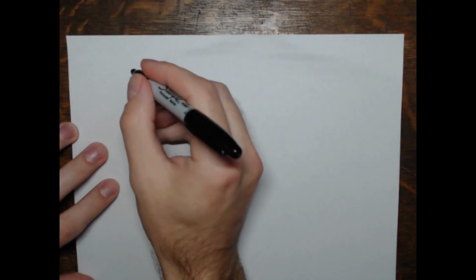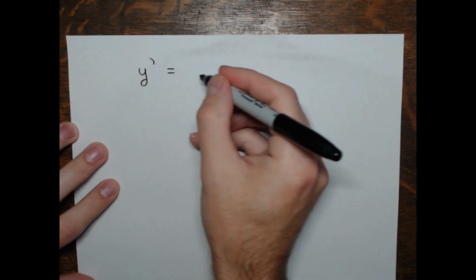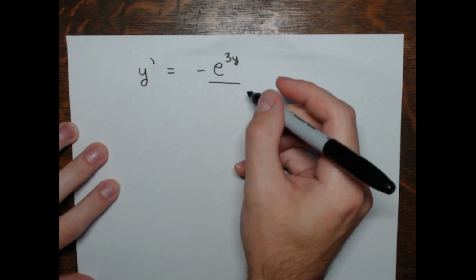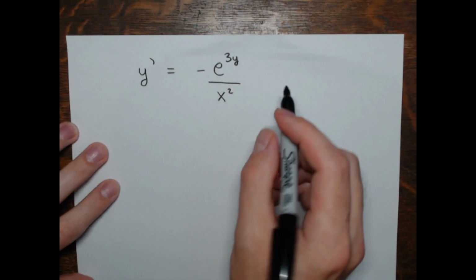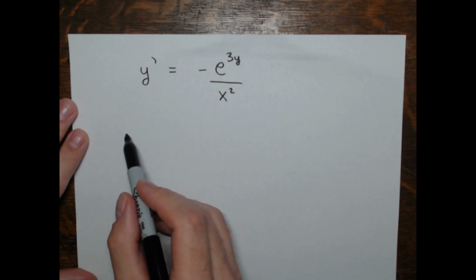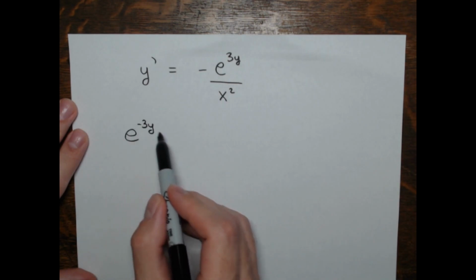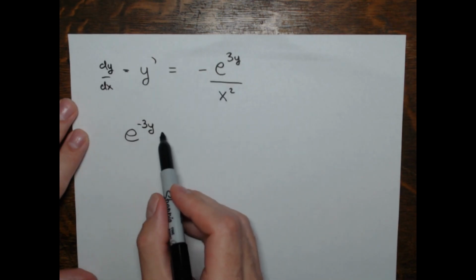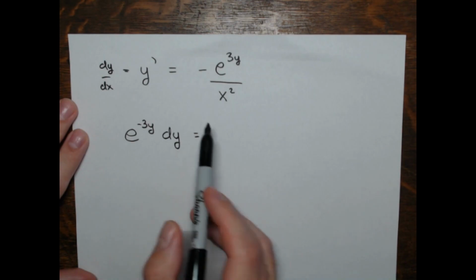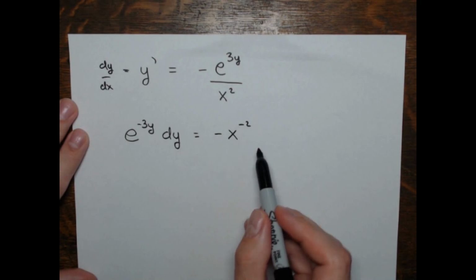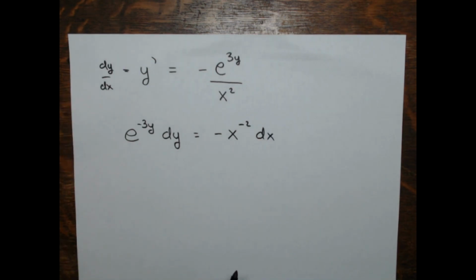All right, so this equation, y prime equals negative e to the 3y power divided by x squared. So this is easy to separate. I'll divide by e to the 3y. That'll give me e to the negative 3y on the left, with, again, I'm calling this dy over dx, so dy. Moving the dx over, I'd have negative 1 over x squared, which is x to the negative second, on the right with the dx. So there's your separation of variables.